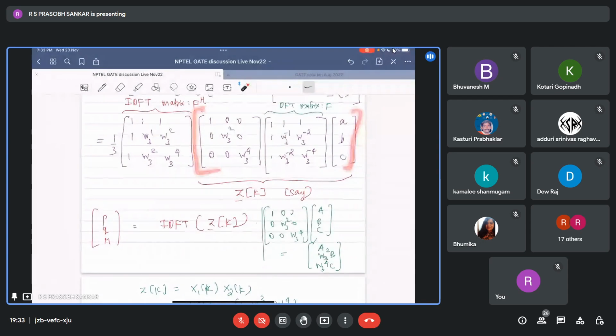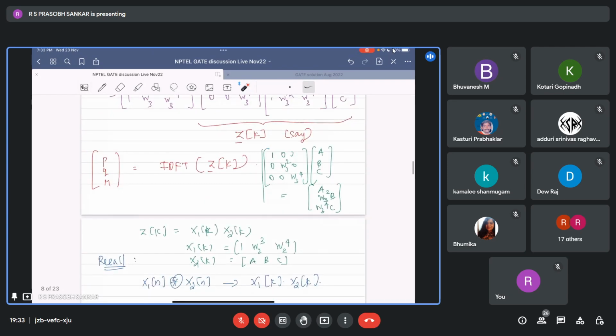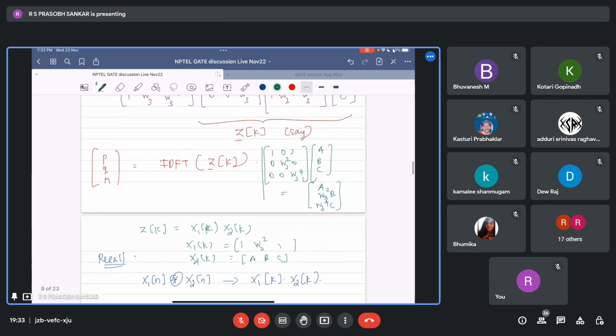What I'm saying is everything in this bracket can be simplified to be like this: A W3 square times B W3 power 4 times C, and that is nothing but the product of two sequences, where the first sequence is 1, W3 square, W3 power 4. So what I have instead of k is basically x1k times x2k, where x1k is this and x2k is this. Is everything fine till now? If it is fine, then we have mostly got the answer.